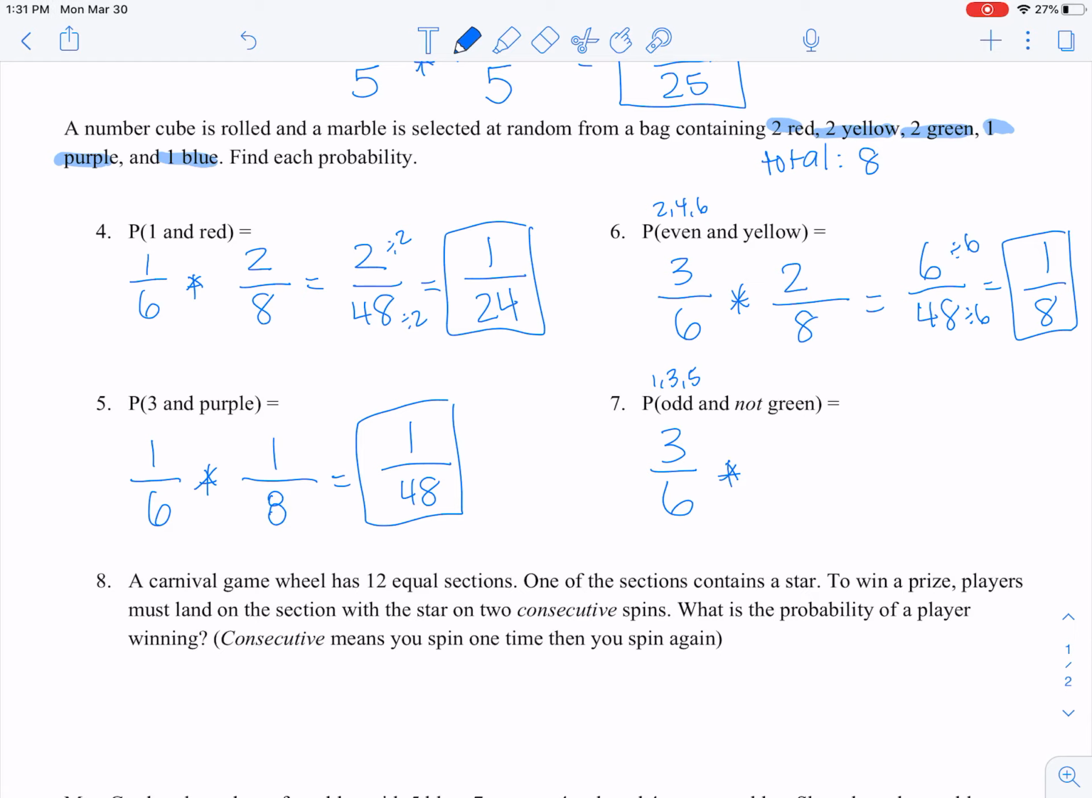So the 2 reds, 2 yellows, 1 purple, and 1 blue, that makes 6 out of the 8. So we are just going to multiply across. It's just going to be 18. 6 times 8 is 48.